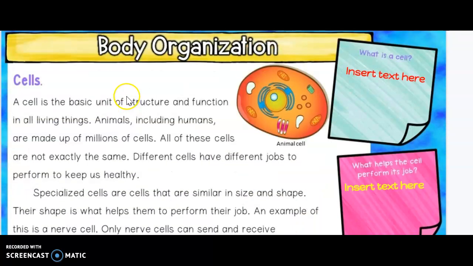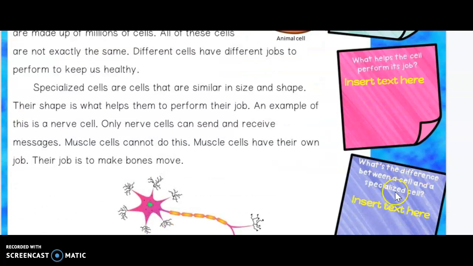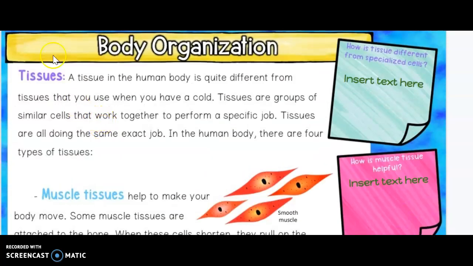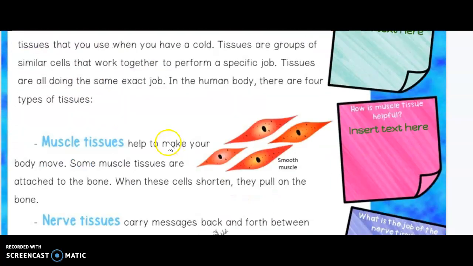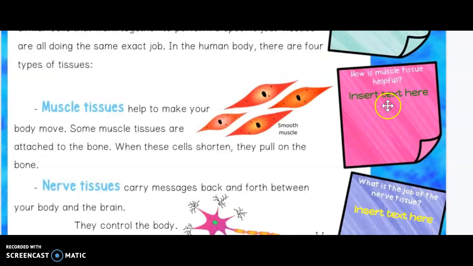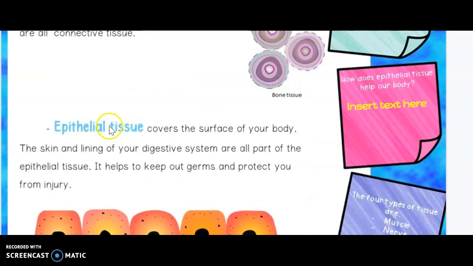On the next slide, you're going to be learning about cells. So you're going to read all about reviewing about cells and then answer the questions. What is a cell? What helps the cell perform its job? And what's the difference between a cell and a specialized cell? You're then going to move on to the next slide and talk about tissues and muscle, all the different kinds of tissue, and answer those questions.